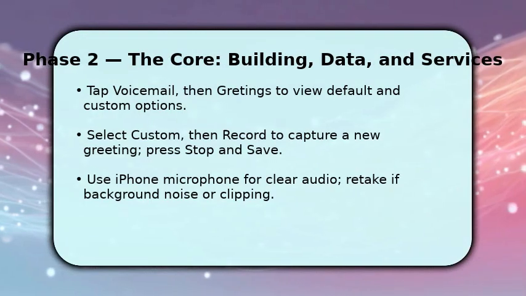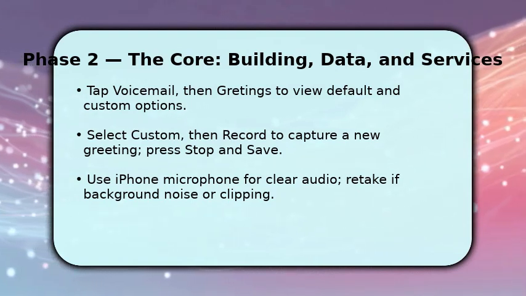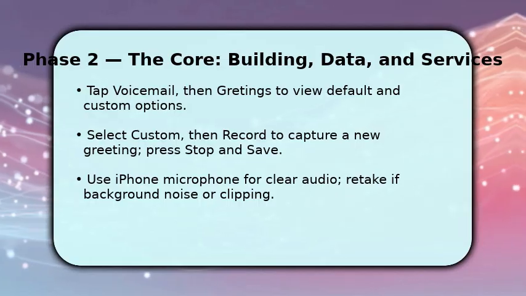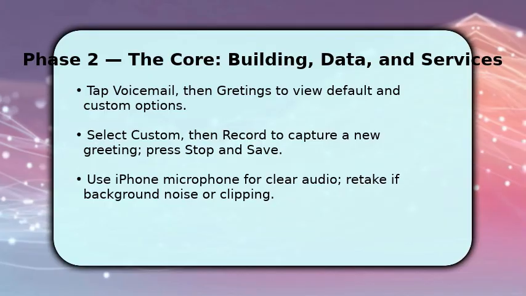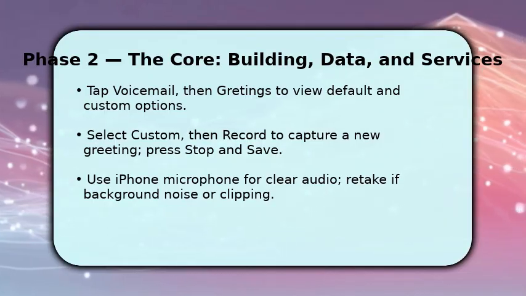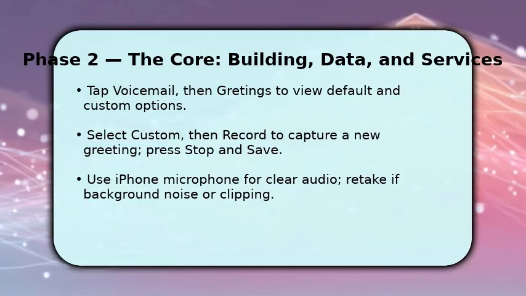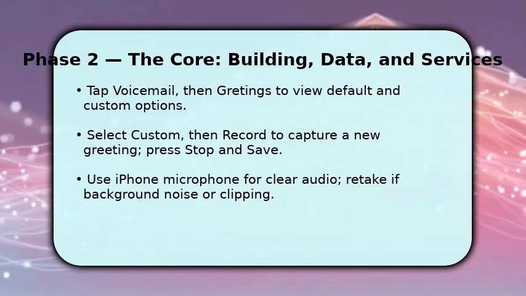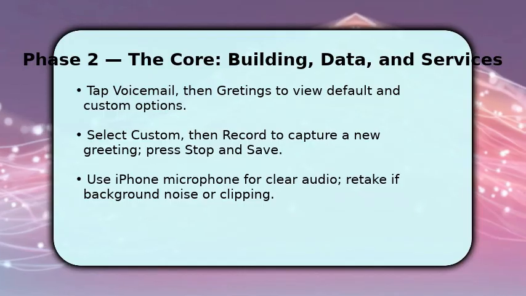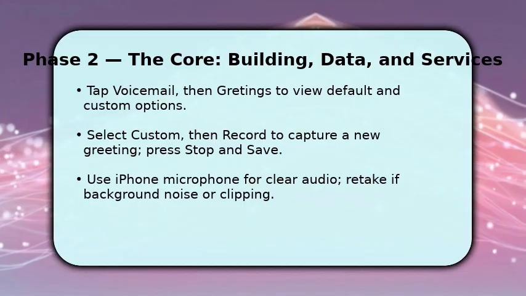Next, tap Voicemail and open Greetings to manage what callers hear. You can pick Default or tap Custom and then record to speak your message. Press Stop and save when finished. Make sure you speak clearly and monitor background noise because the recording quality directly affects how the voicemail voice sounds to callers. If you prefer a different tone or pace, retake the greeting. This matters since the greeting sets the first impression and some carriers use it to set voice prompts.